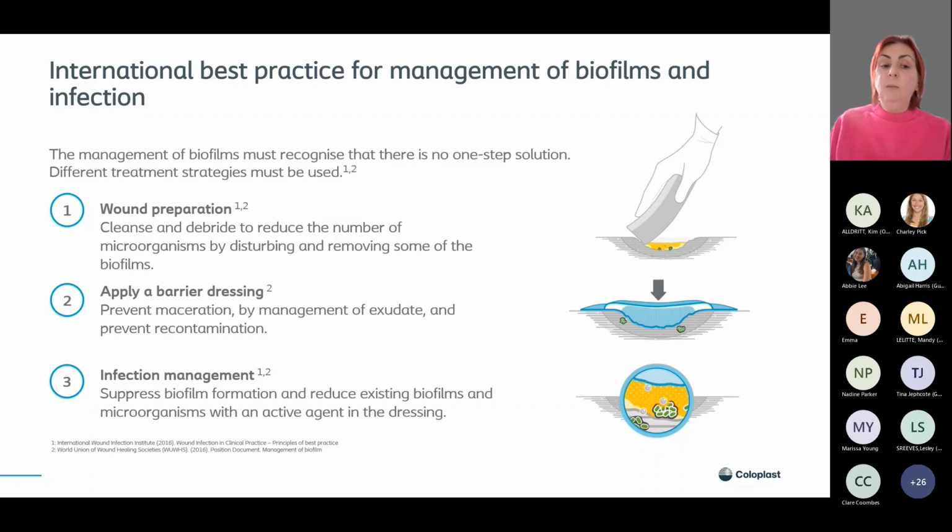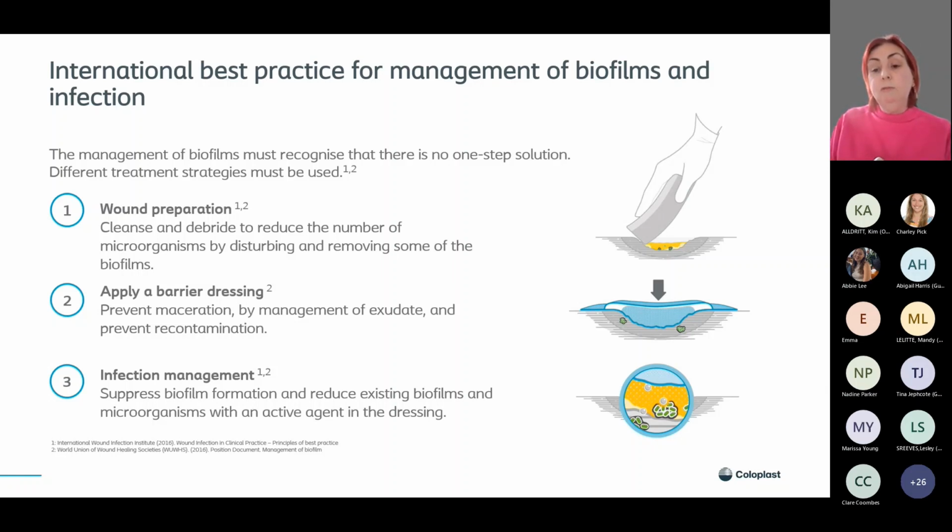And then once we've done that, we need to be applying a barrier dressing. We need a dressing that is really effective at absorbing the exudate. It needs to absorb the amount of exudate that the wound is exuding. It needs to stop the exudate pooling on the wound bed. It needs to prevent maceration at the wound edge, because of the way that it absorbs. It needs to conform to the wound bed to reduce those pockets and pools of exudate.